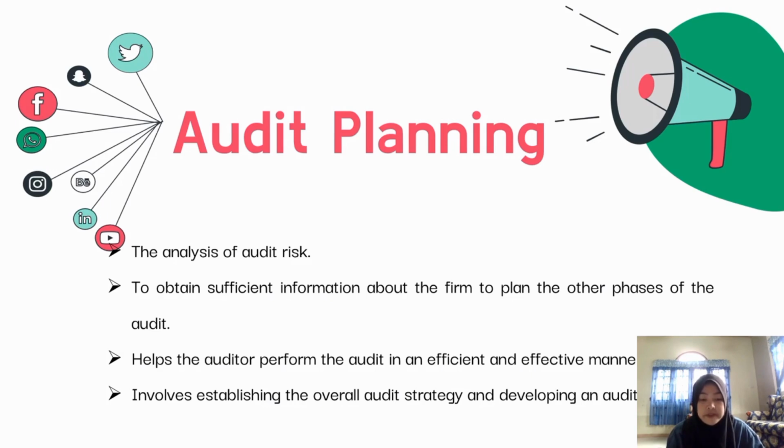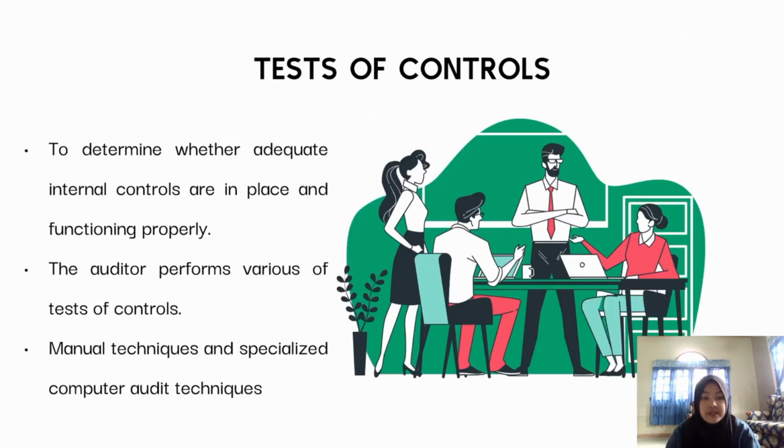It also involves establishing the overall audit strategy and developing an audit plan. So, tests of controls. The objective of tests of controls is to determine whether adequate internal controls are in place and functioning properly. In order to accomplish this, the auditor performs various tests of controls. The evidence gathering techniques used in this phase may include both manual techniques and specialized computer audit techniques. So in summary, the auditor must assess the quality of the internal controls by assigning a level for control risk.